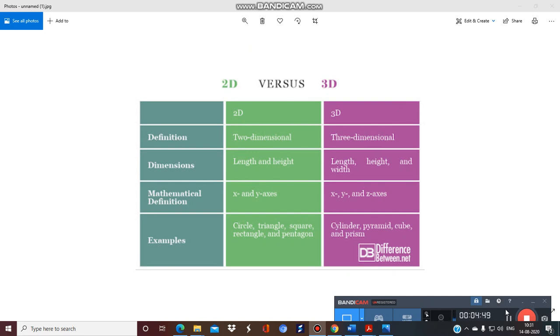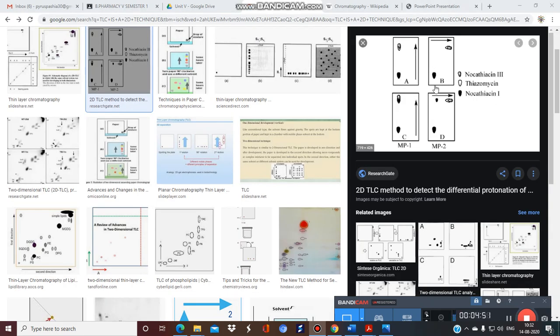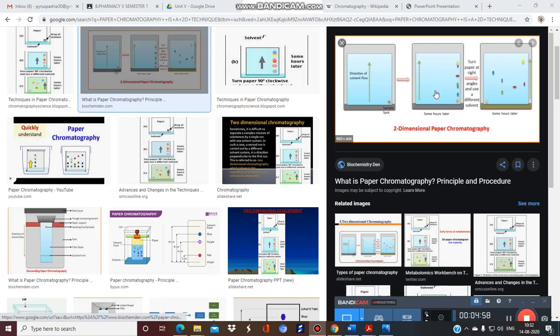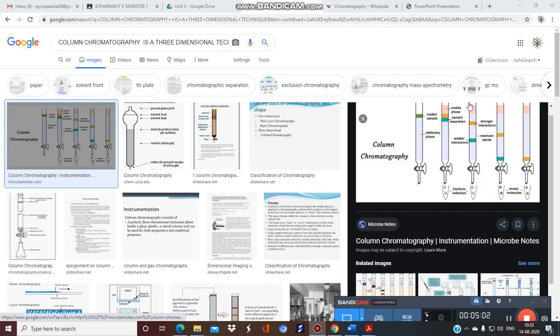So these all are the basics. TLC is a 2D technique. Paper chromatography, again, is two-dimensional. And column chromatography is the 3D technique.